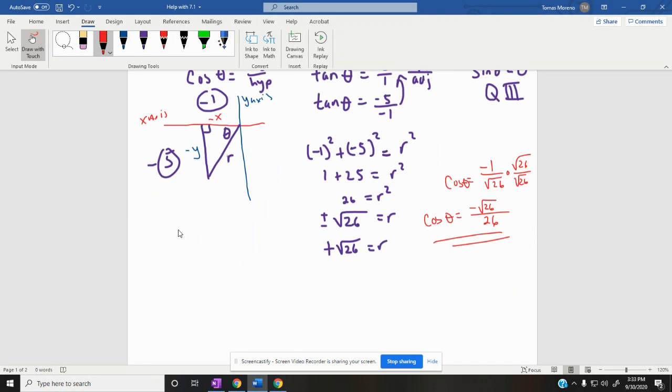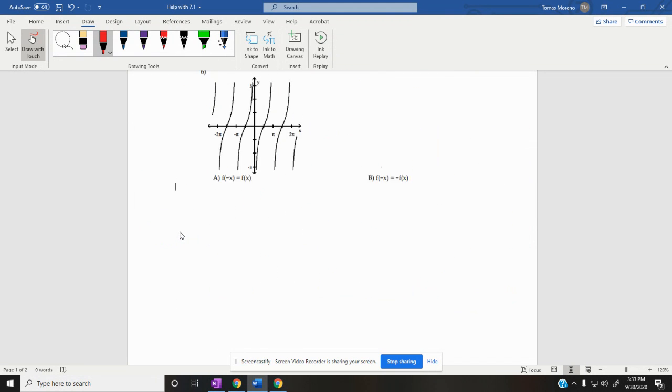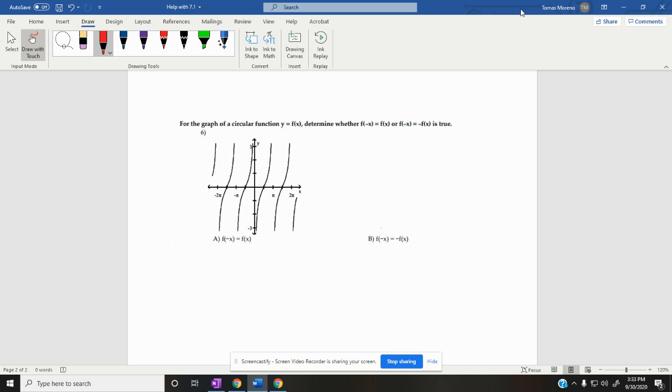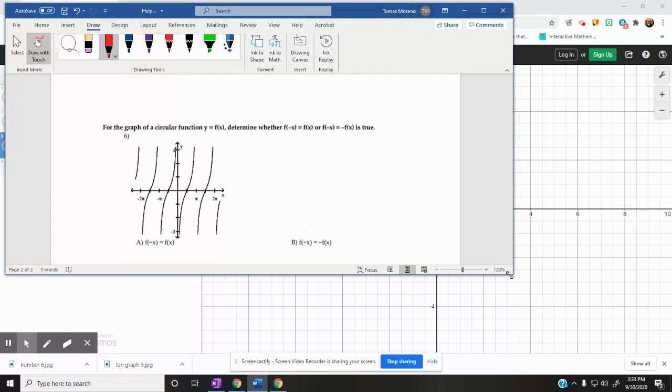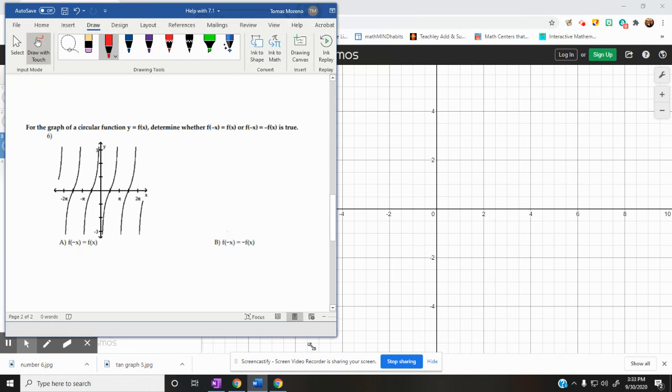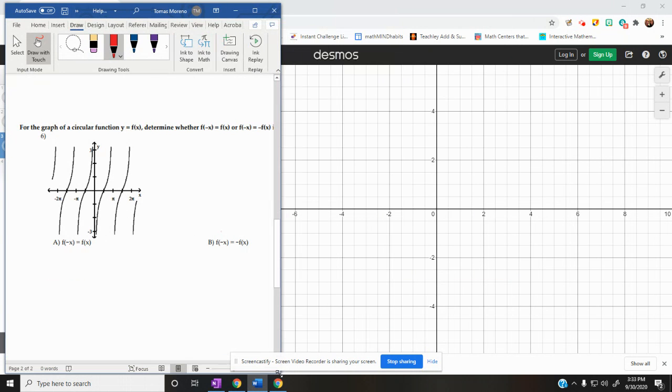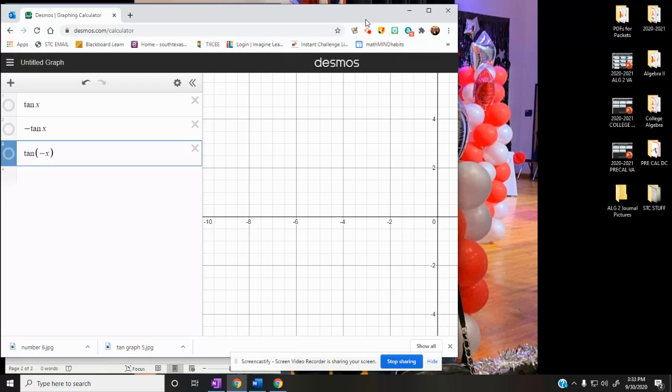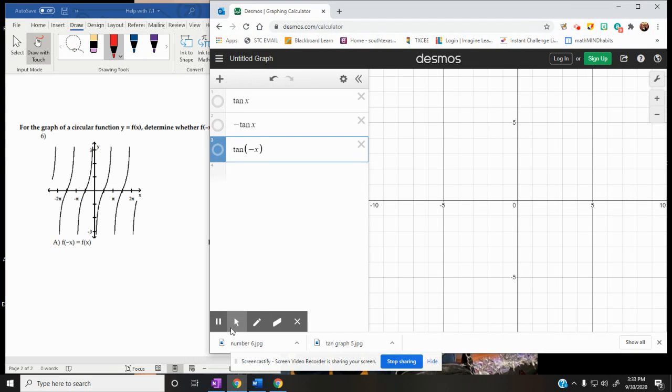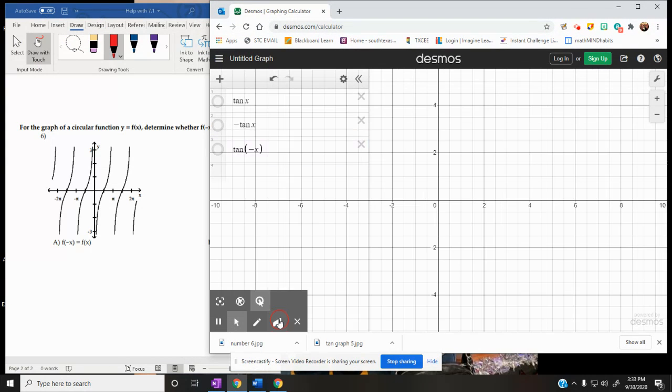Now, I know you said you also had a question on number 6. I'm going to split screen. Question number 6. We first have to identify what kind of function this is, like this graph that's given to us.